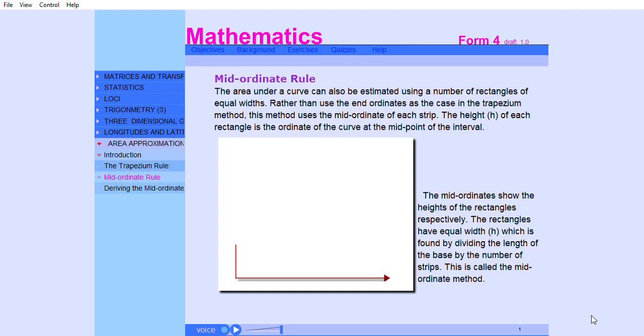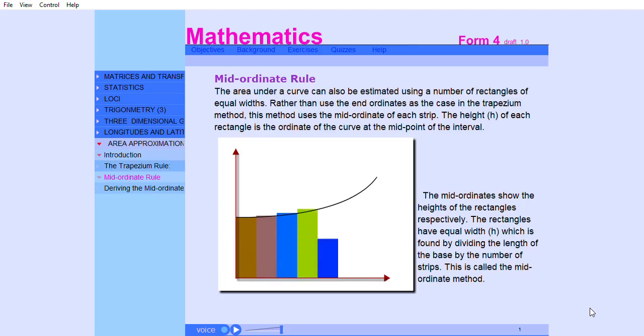Mid-ordinate rule. The area under a curve can also be estimated using a number of rectangles of equal widths, rather than using the end ordinates as the case in the trapezium method. This method uses the mid-ordinate of each strip. The height of each rectangle is the ordinate of the curve at the midpoint of the interval.